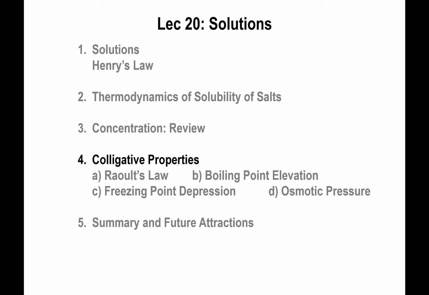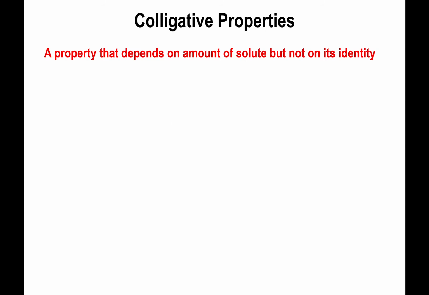Let's talk about colligative properties. By definition, colligative properties are properties that depend only on the amount of solute present in solution. The identity of the solute, as it turns out, doesn't really matter, but the amount of that solute does matter.